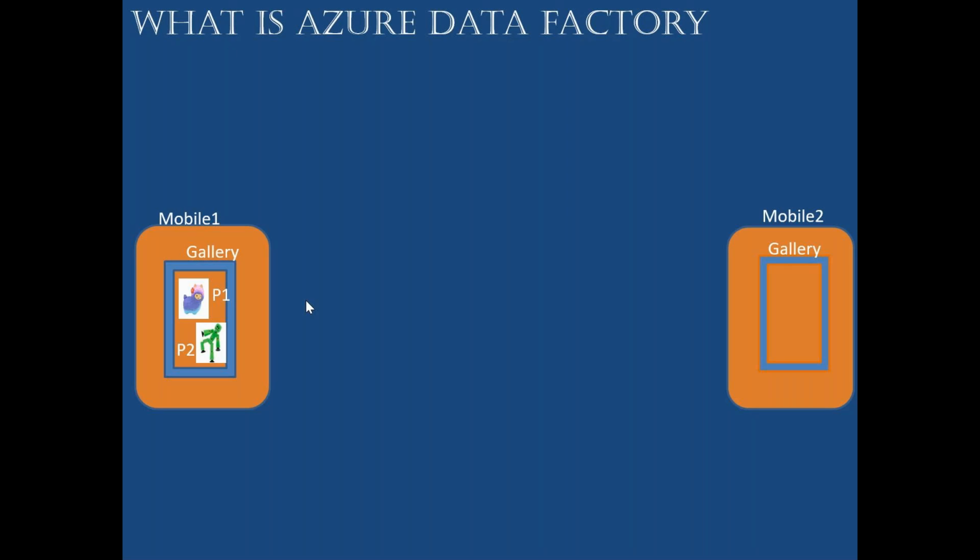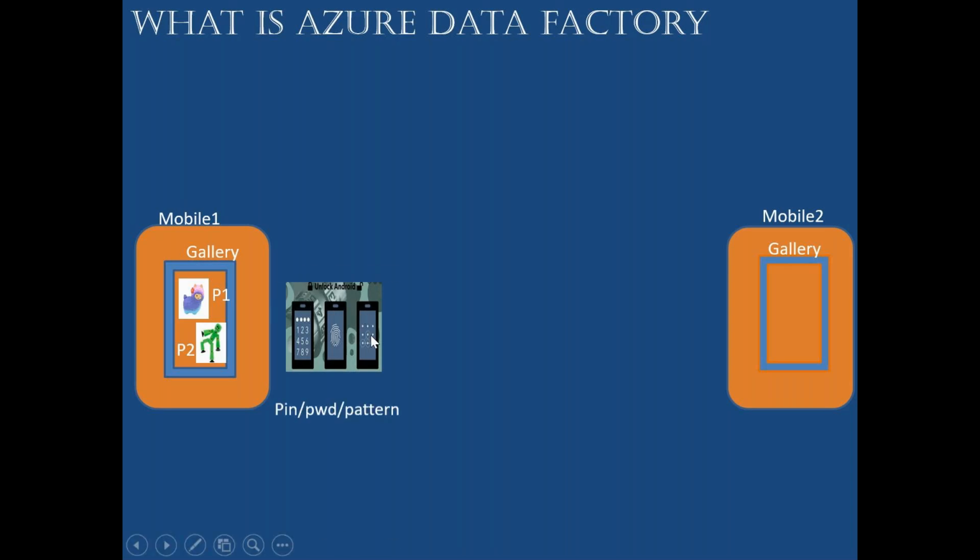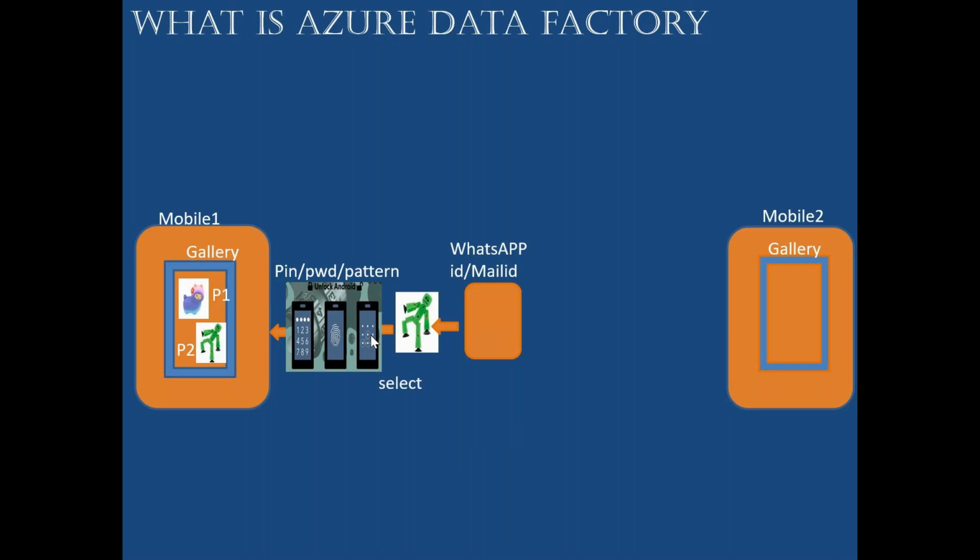Just practically do it and tell me. Unlocking the phone first. So first you will be unlocking your mobile through a pin, thumb recognition or pattern, meaning different ways to unlock the mobile. Your friend has to unlock first. Once he unlocks the mobile, he can go to the gallery and select the photos that he wants to send. After selecting, you should have a WhatsApp ID or mail ID, the address.